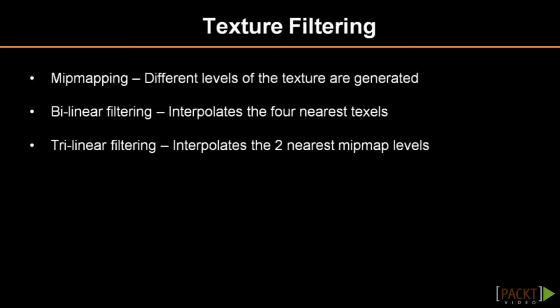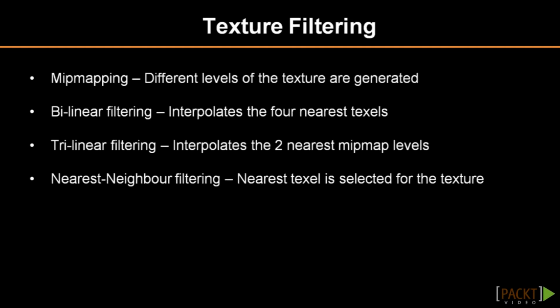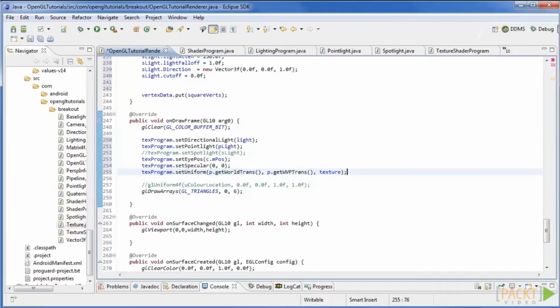Trilinear filtering. This is an extension of bilinear filtering, where OpenGL interpolates between the 2 closest mipmap levels and using 8 texels per fragment. And finally, there's nearest neighbor filtering. This is the method we use up until now, where the nearest texel is selected for each fragment, but this can result in a blocky look. We will be implementing mipmaps with trilinear filtering.